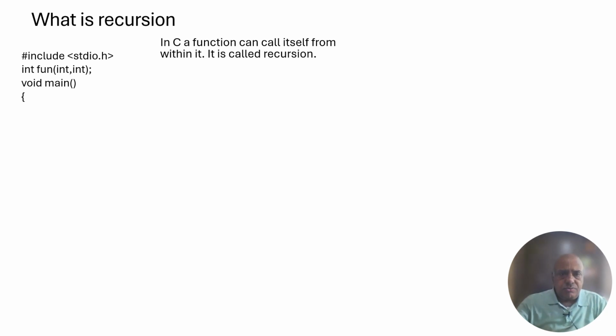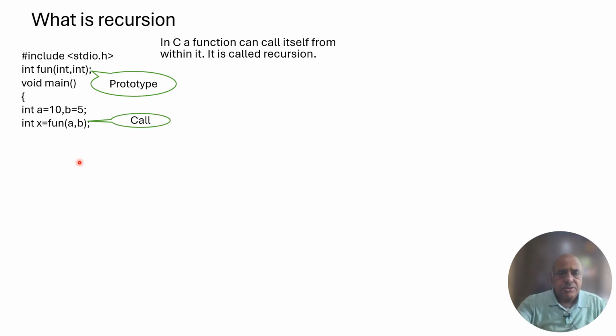The program starts with the prototype declaration of function fun, which returns an int value, and to the function two int values are passed. Two int variables are declared and assigned with values 10 and 5. Then there is a function call. You can see the function prototype declaration, function call, everything is as normal as we have used till now.